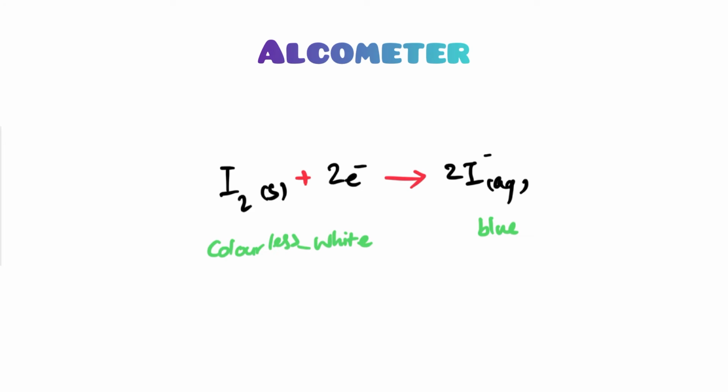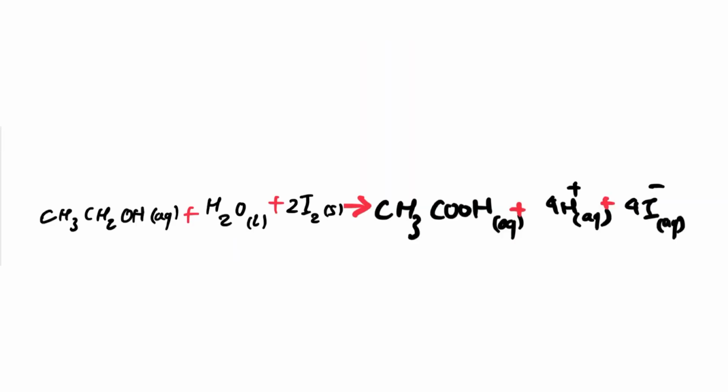Alcometer. This device was invented after the permanganate method explained before. For this device a solution of iodine was reduced to iodide. In the presence of a starch indicator the iodine solution is colorless or white, but it changes its color to blue in the presence of iodide. This equation shows that the ethanol is oxidized according to the half equation, and the overall reaction for the process is shown. This method to determine blood alcohol concentration was not as reliable and stable as expected, therefore it was removed quickly.